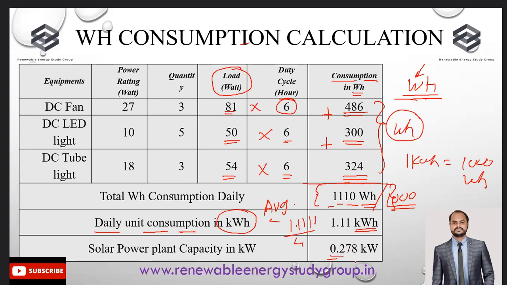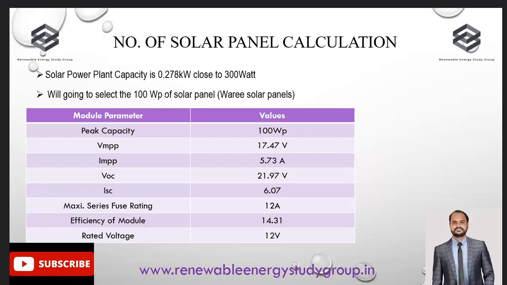This value of kilowatt rating depends upon how many average sunshine hours are available on the given site, because that is a decisive factor for calculation and selection of the solar plant capacity in kilowatt. Similarly, once we have calculated that, we can calculate the total number of solar panels required in a given system. How can we decide that? The total system that we are designing as per the calculation is 0.278 kilowatt, which is close to 300 watt capacity.